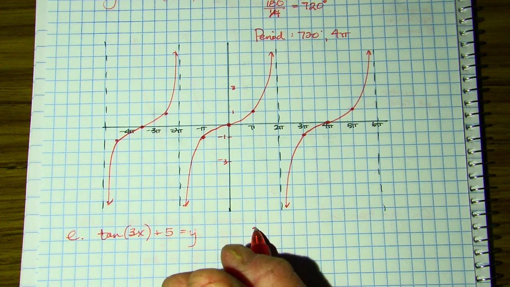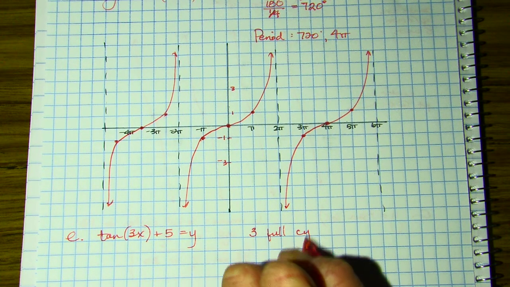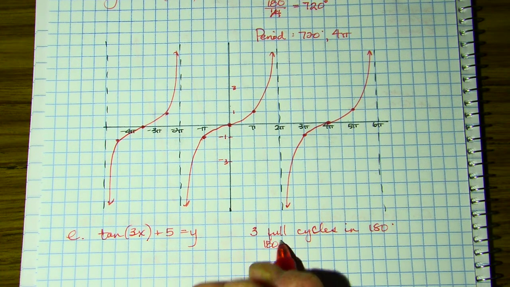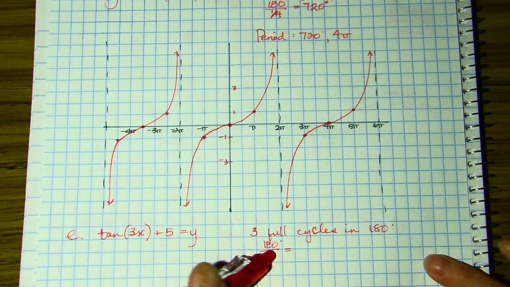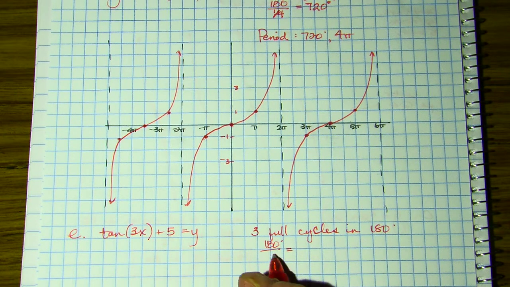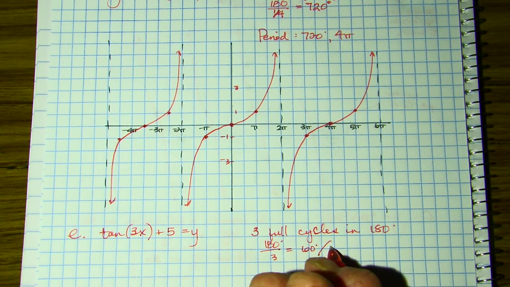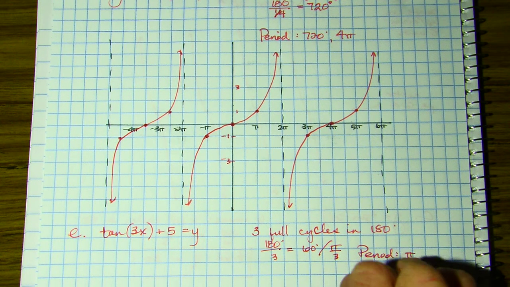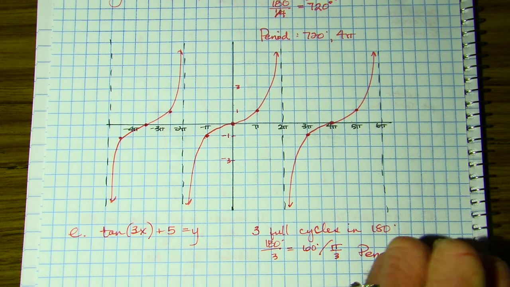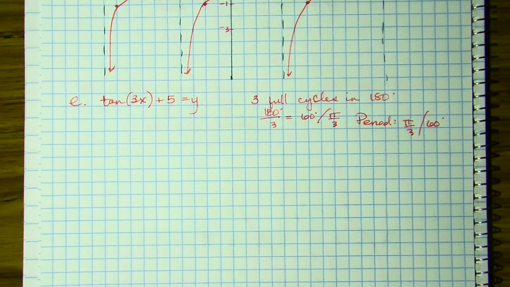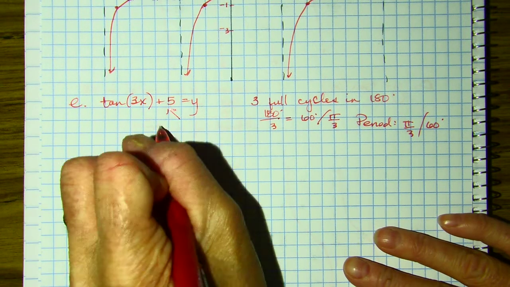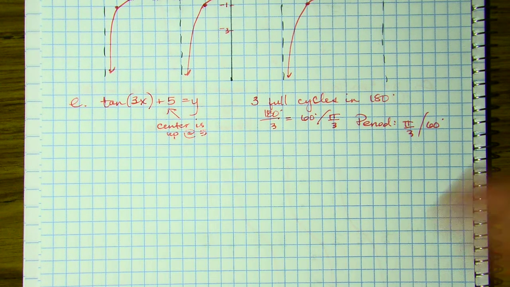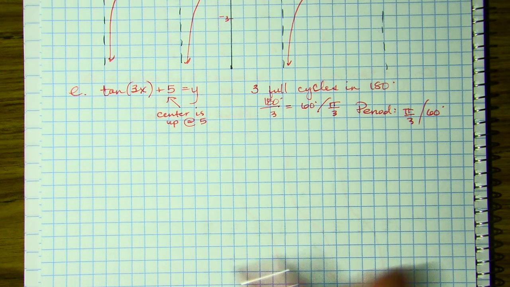So the 3 means there's 3 full cycles in 180 degrees. So 180 divided by 6, divided by 3 equals 60 degrees, or that would be pi over 3. So my period is pi over 3 radians, or 60 degrees. And this means that my center is up at 5. So a couple ways to do this one.